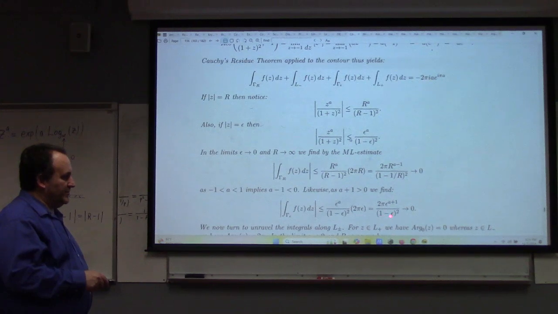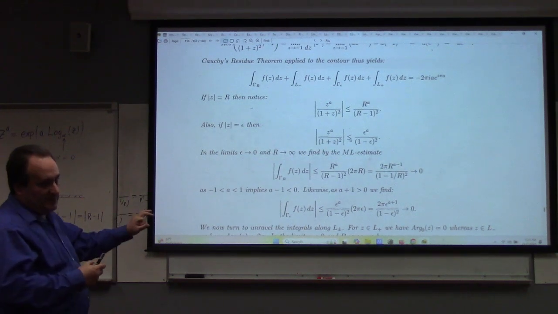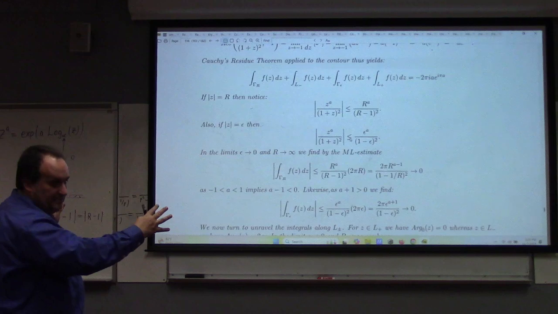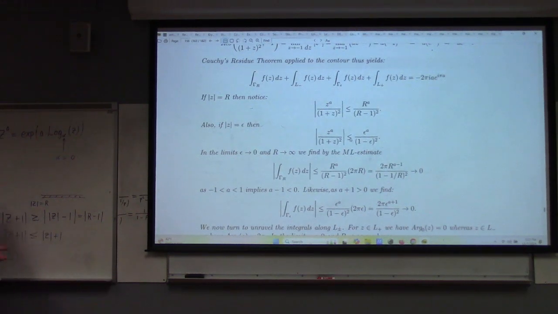And of course the denominator goes to 1, and this goes to 0 as epsilon goes to 0. The point is that both this integral and that integral are squashed as we allow the contour to squeeze in on the origin and go out to infinity, right? So we're just left with the integrals along L plus and L minus, all right?